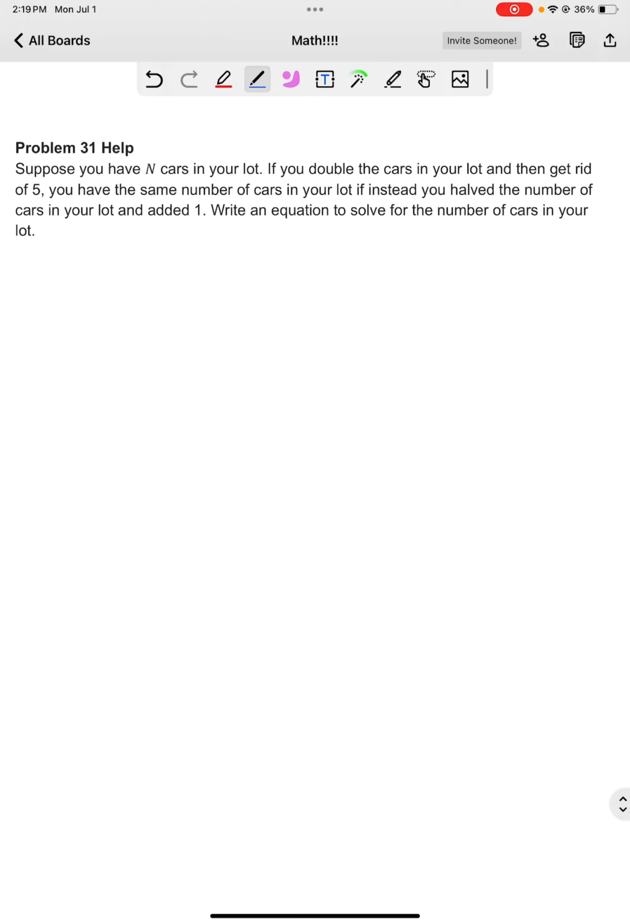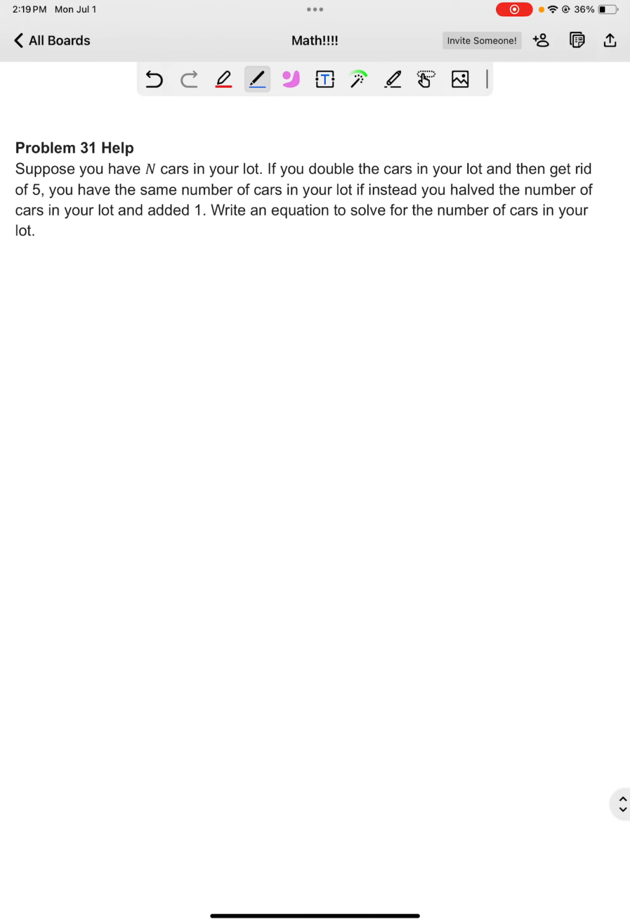So suppose you have n cars in your lots. If you double the cars in your lot and then get rid of 5, you have the same number of cars in your lots if instead you halved the number of cars in your lots and added 1. Write an equation to solve for the number of cars in your lots.